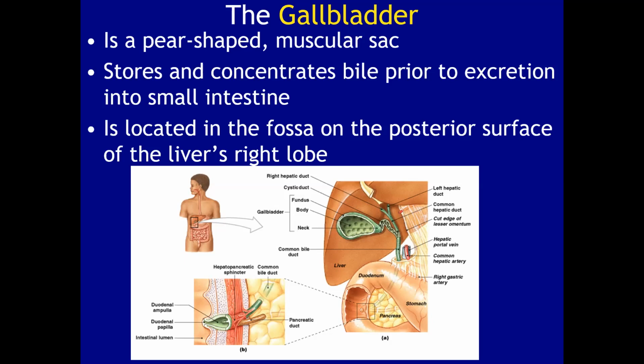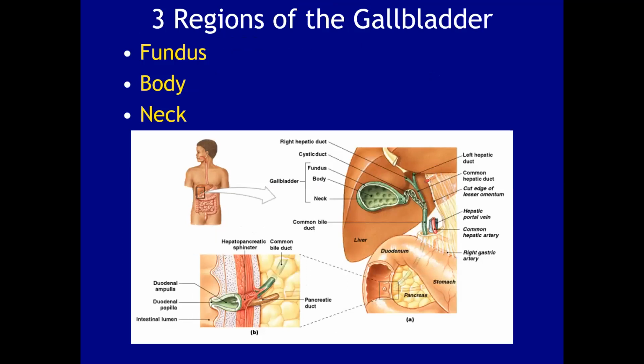So the gallbladder is a pear-shaped muscular sac, and you know where it's located. It stores and concentrates bile prior to it being excreted into your small intestine. Again, it has three regions: the fundus, the body, and the neck.